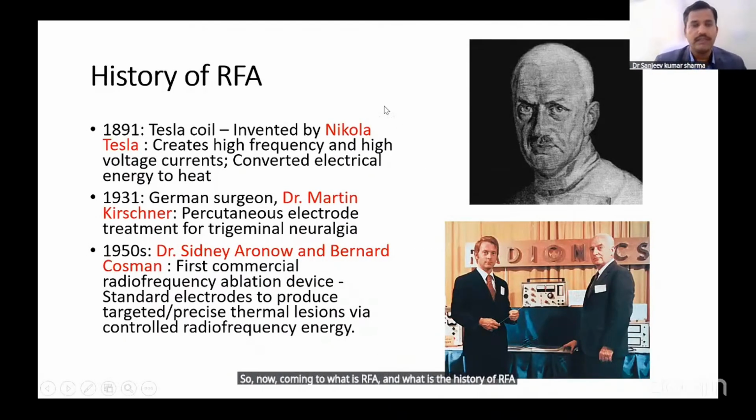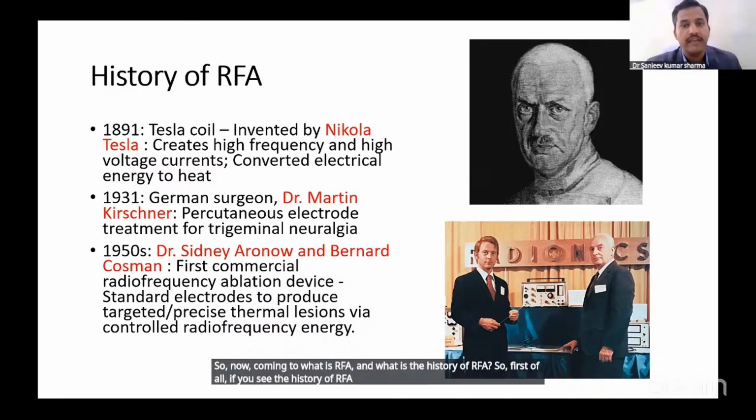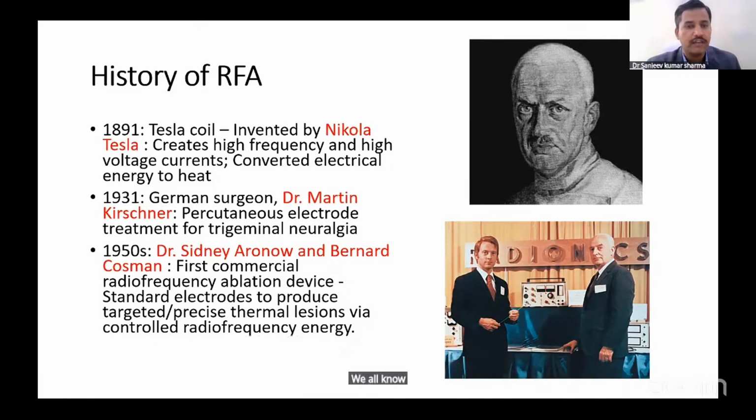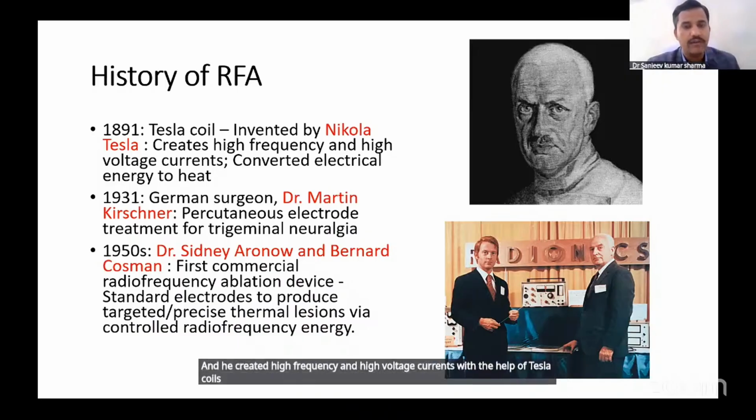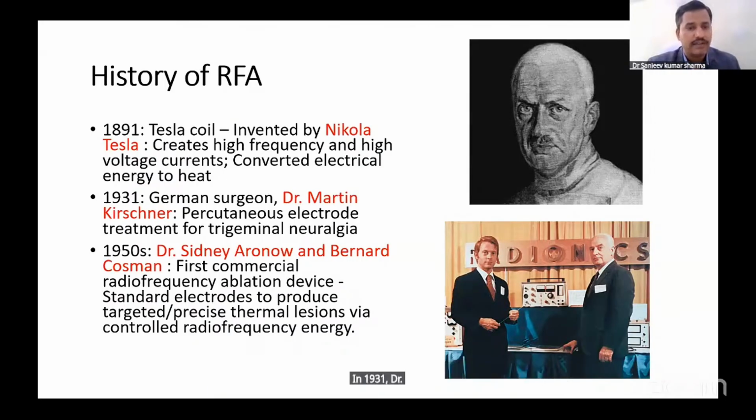First of all, if we see the history of RFA, we all know Mr. Nikola Tesla. He invented the Tesla coil in 1891, and he created high frequency and high voltage currents with the help of Tesla coils, and he tried to convert these currents into heat energy. So that was the starting point for the role of RFA. In 1931, Dr. Martin Kirschner tried to put some electrodes into the brain, the trigeminal ganglion area, and first of all, he gave the treatment for trigeminal neuralgia.